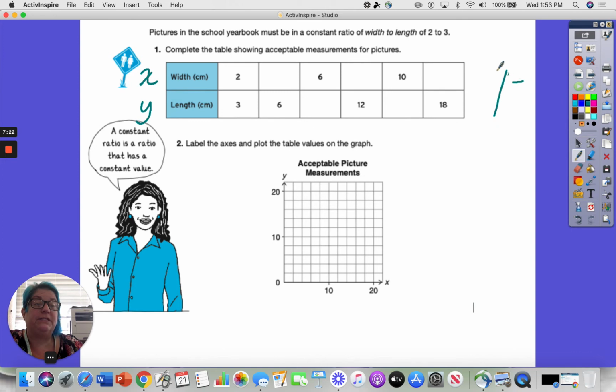So I have always x, y, this is how it's going to look. If the table's this way, oops, it would be x, y like this. That is how it's always done in math. You need to remember that. So 2 to 3, and I'm going to ask myself, what do I do to 3 to get to 6? I multiply by 2. So 2 times 2 is 4.